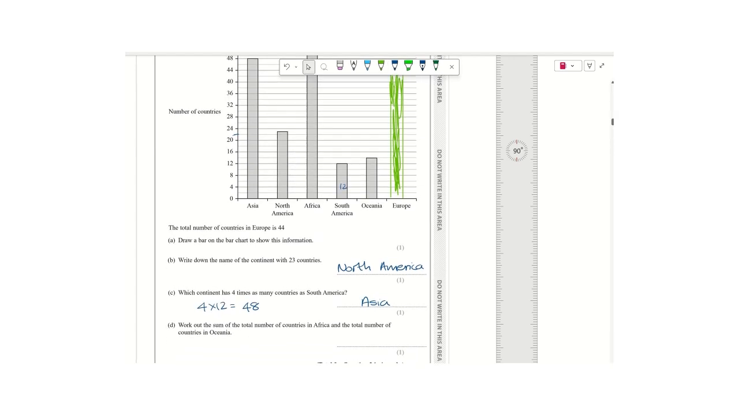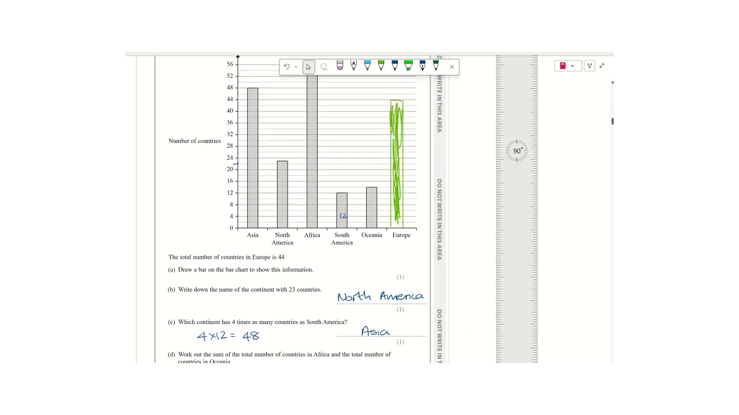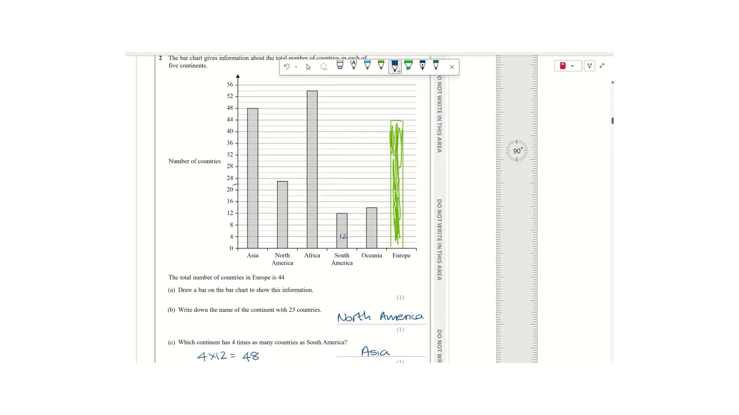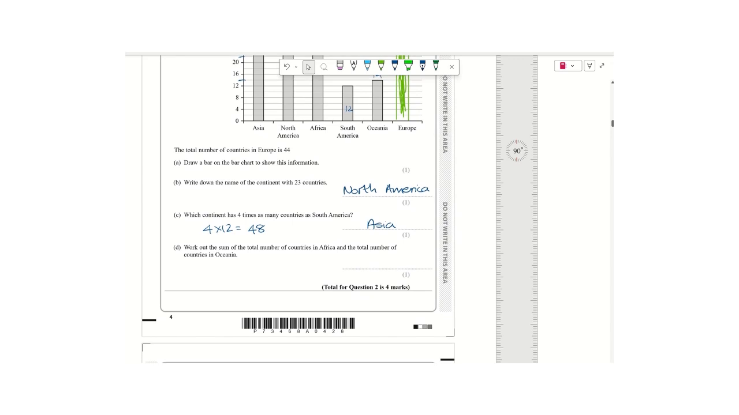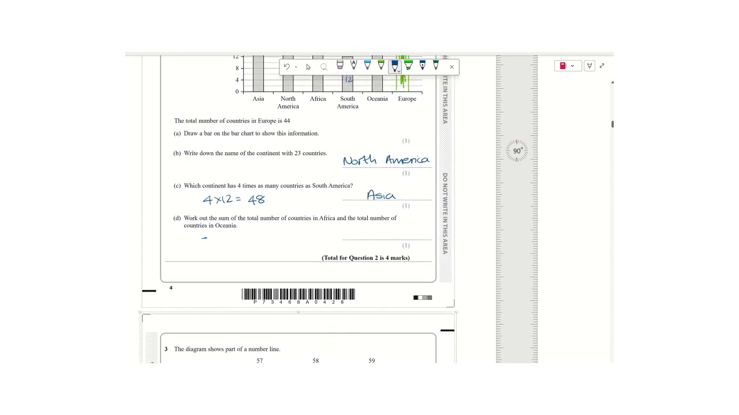And then it says, part D, work out the sum of the total number of countries in Africa and the total number of countries in Oceania. So Africa is the biggest bar, and it's at this midpoint between 52 and 56, so that must be 54. And Oceania is at the midpoint between 12 and 16, so that's going to be 14. So 54 plus 14 is what we're looking at, which will give you 68 when you do that on your calculator.